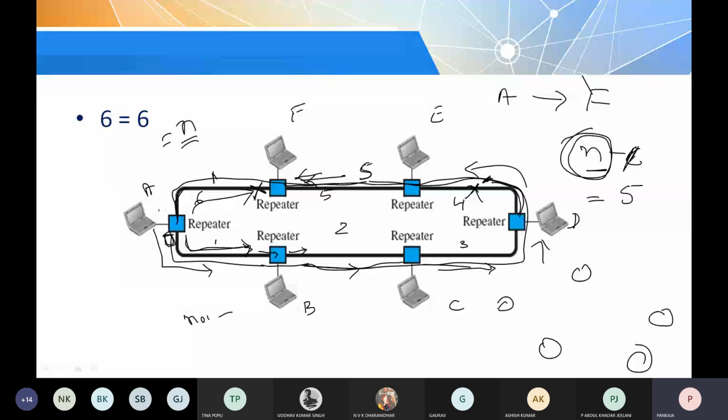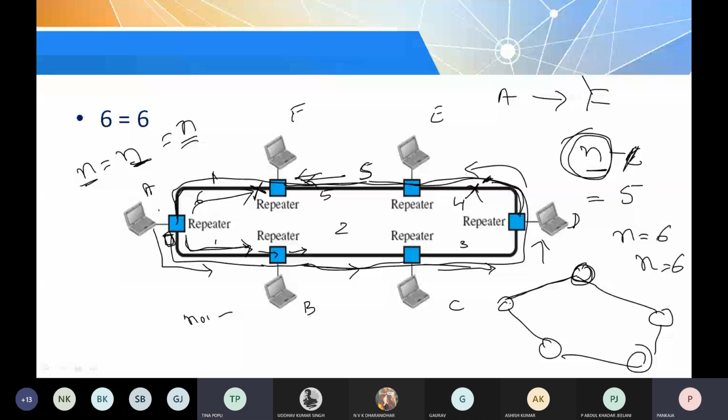When I consider a closed loop, obviously the number of cables required is n. 6, that is n. I cannot stop the network here itself, so it has to be connected to this. Because of that, when there are n nodes, the number of cables required is n. Will you accept? Yes, ma'am. So that is about the ring topology.